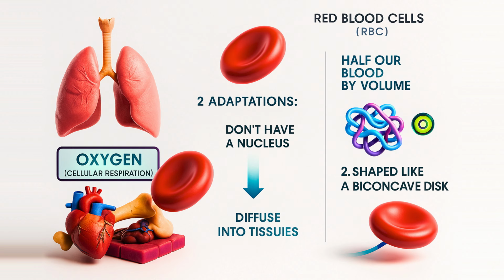Red blood cells are specially adapted for this task in two important ways. First, they do not have a nucleus, which leaves more room inside the cell to pack in hemoglobin and carry more oxygen. Second, they have a distinctive biconcave disc shape, meaning they are flattened with a dip in the center on both sides, which greatly increases their surface area and enhances the absorption and release of oxygen.